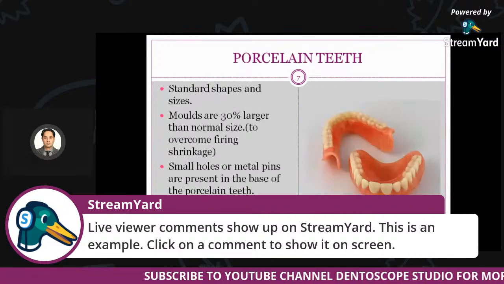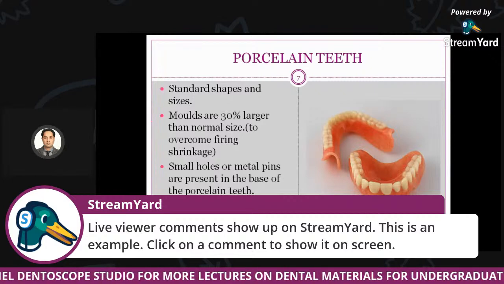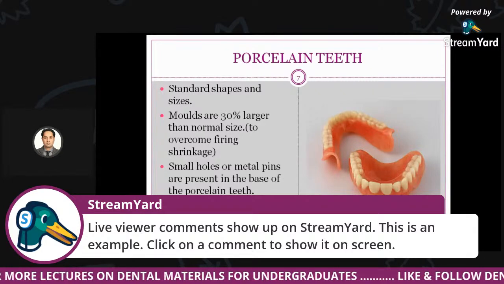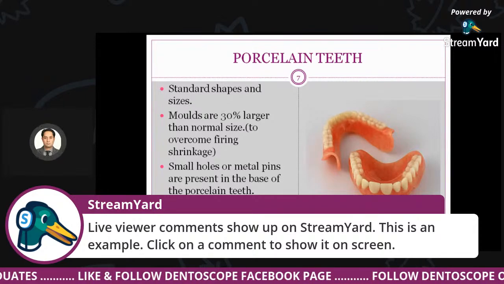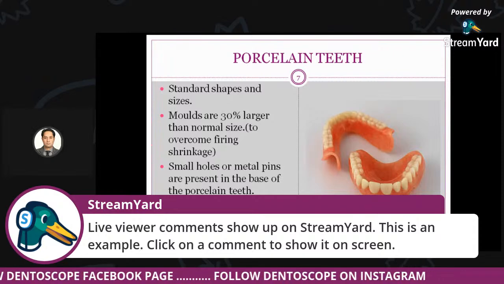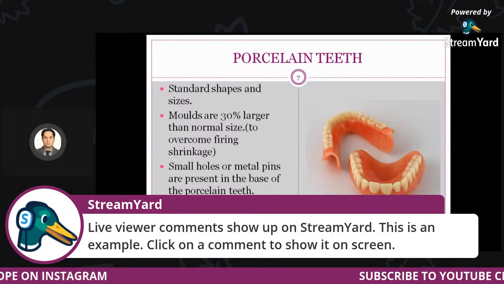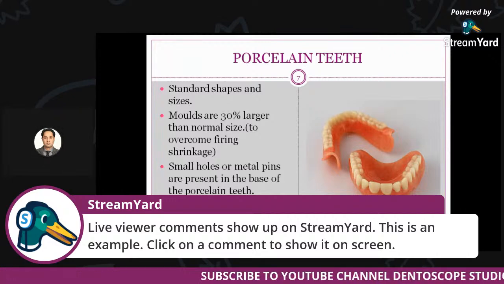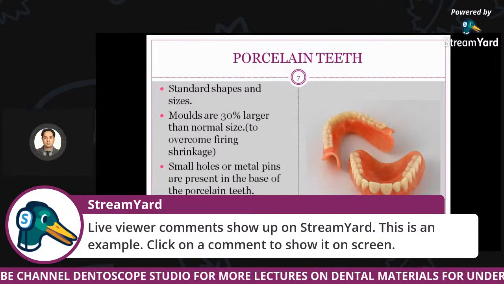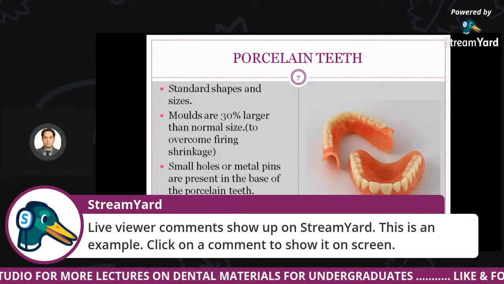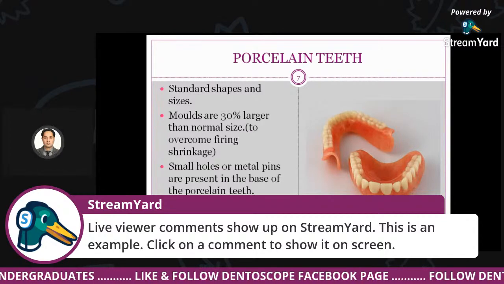Now, a brief introduction about what exactly the porcelain teeth are. Well, porcelain is basically a ceramic. They fall into the category of ceramic. So these are basically ceramic teeth. So chemically, they are very, very different from the acrylic teeth. Well, they are available in standard shapes and sizes in the market, in the industry, and we can use them as per our requirement.